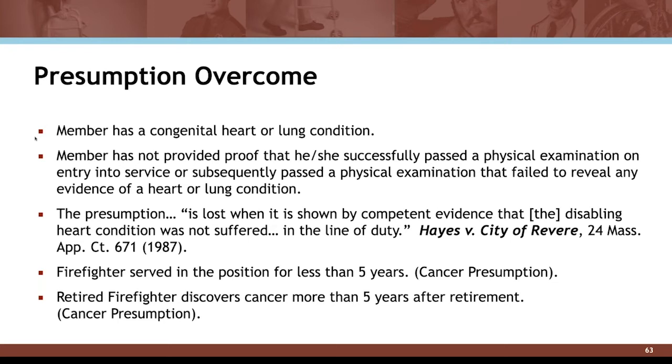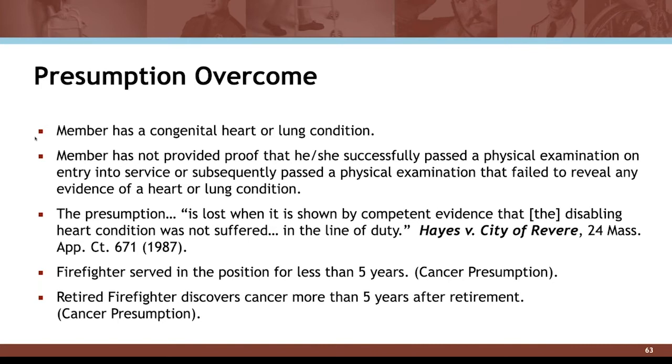of duty. Another reason why the presumption is often overcome is that the member did not provide proof that he or she successfully passed a physical examination on entry into service, or subsequently passed a physical exam that failed to reveal any evidence of a heart or lung condition. This is very frequent. We come across this. Oftentimes, especially with very senior police and firefighters, there's a claim that the employer cannot find the pre-employment physical. Okay? Well, that's why this statute allows for a subsequent physical.